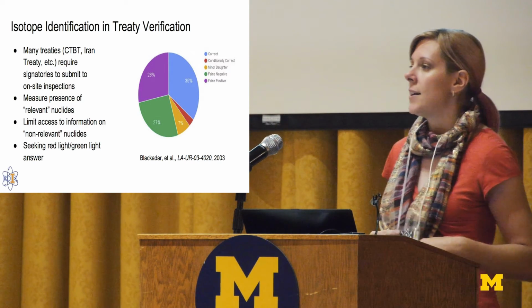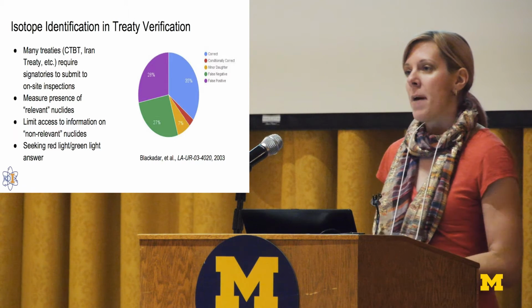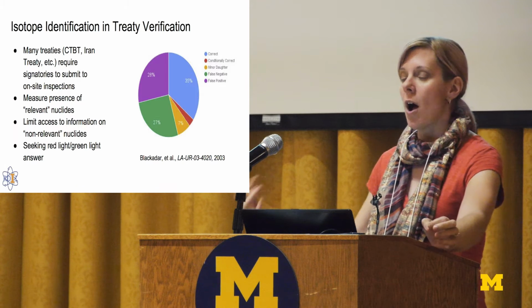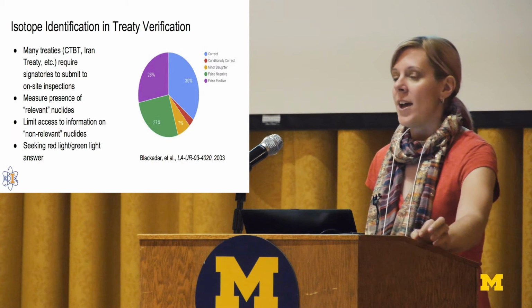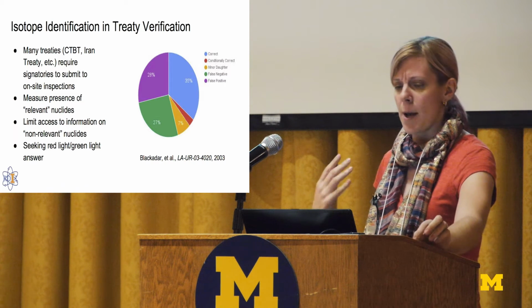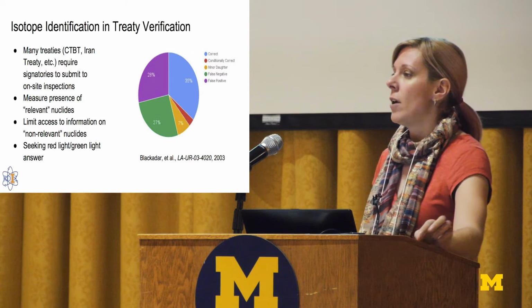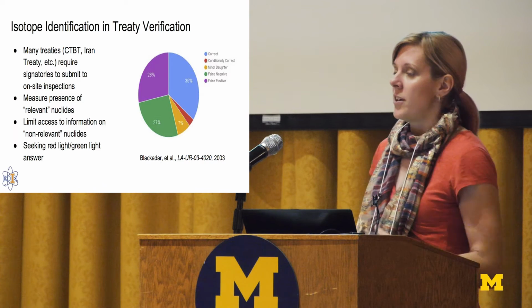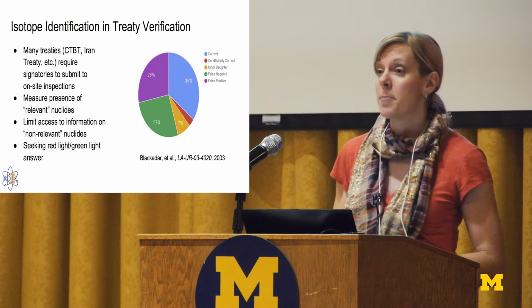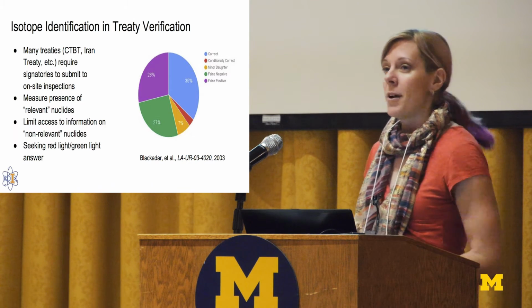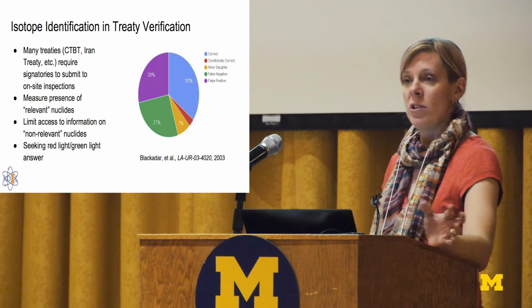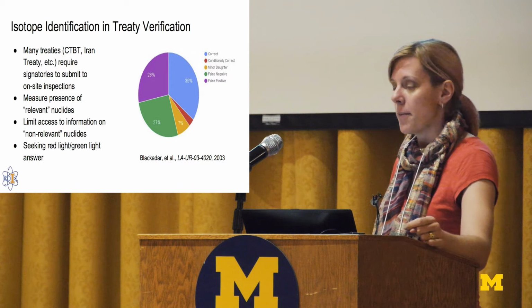And so our idea here was that by having better automated isotope identification algorithms, you could potentially offer a more reliable way to limit access to the gamma ray spectrum, specifically when you're talking about non-relevant nuclides. So a lot of treaties, they'll talk about relevant nuclides, non-relevant nuclides. Sometimes they'll even go so far as to specify you must do this measurement with sodium iodide. Sodium iodide is really the focus of our work, low resolution gamma ray spectroscopy.